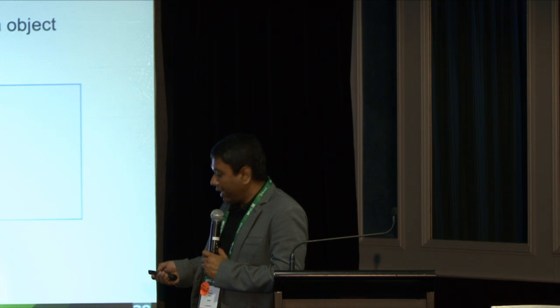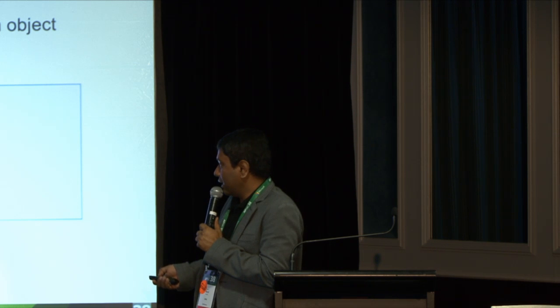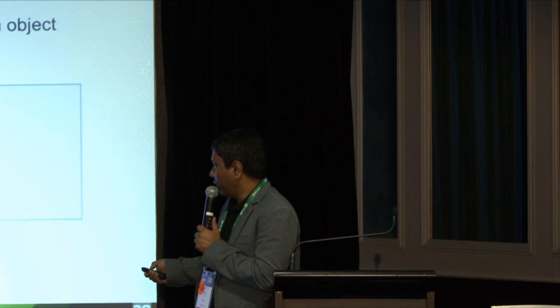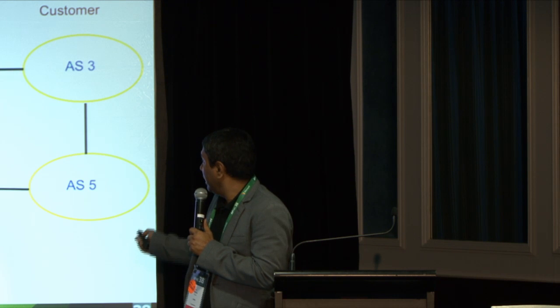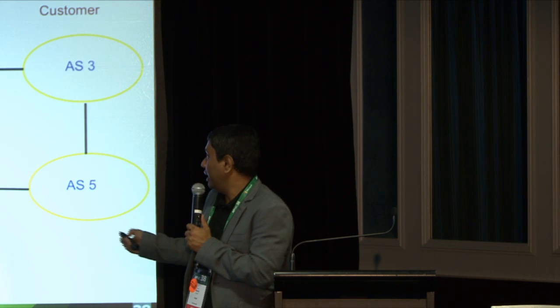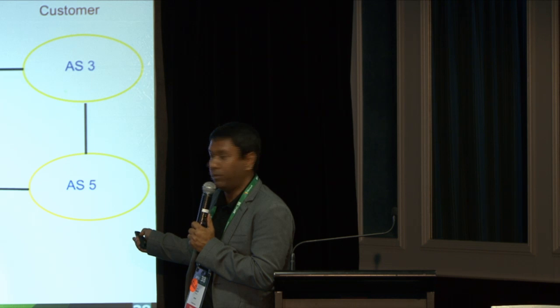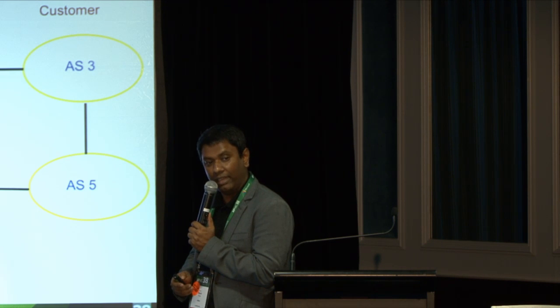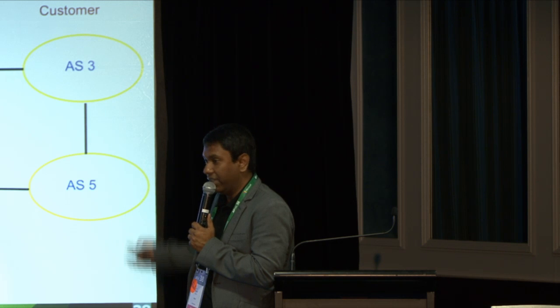Now what is he exporting? What is he exporting to AS3? To AS3 he is exporting ANY. If he is exporting ANY to AS3, it means he is giving him transit for his own prefix. Make sense? So if he is exporting ANY to AS3, it means he is allowing transit for AS3.